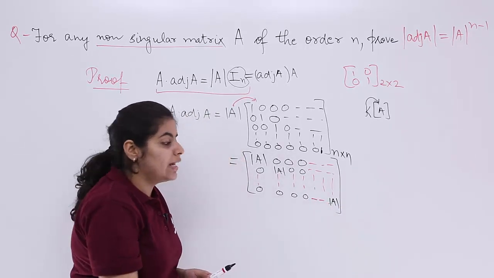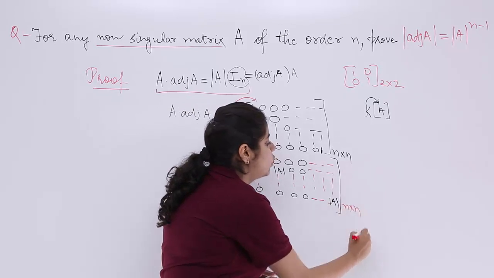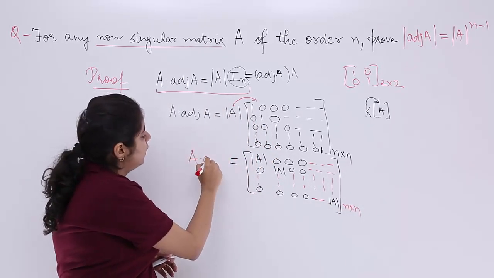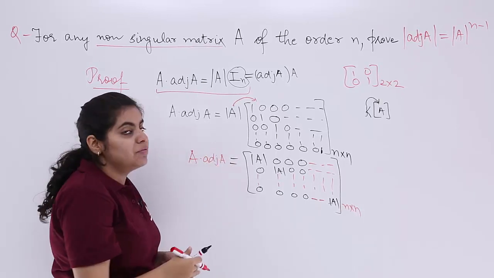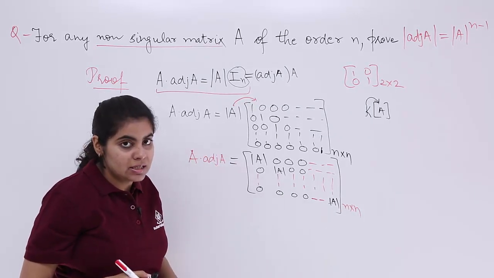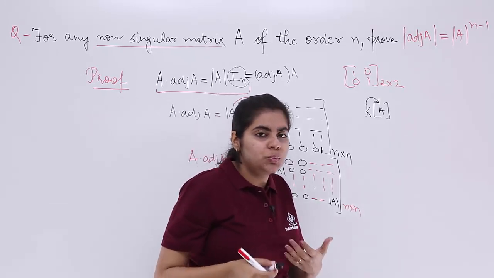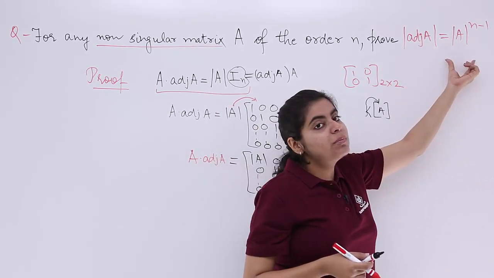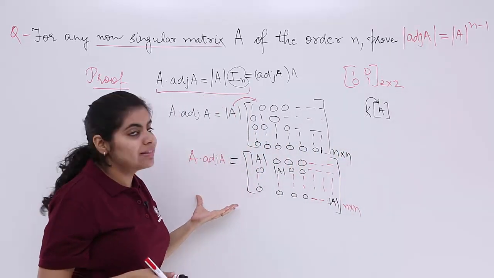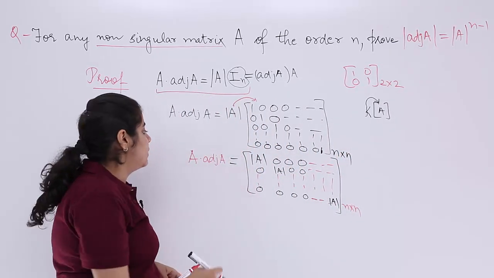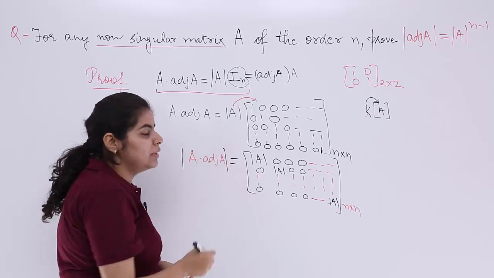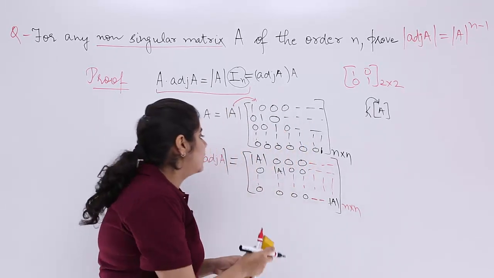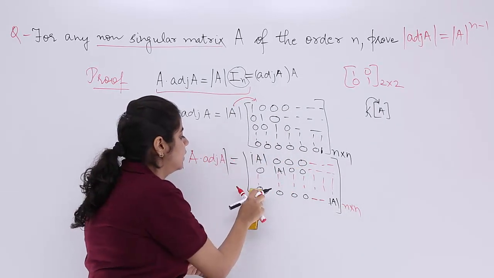Now, this is the case for a n by n ordered matrix. We started with A into adjoint A and we are getting something in the form of matrix. But what do we need to prove? Do we need to prove in the form of matrix? No, but determinants. You see, we have determinants both the sides. So we need to take the determinant. If you take the determinant, what will happen? This will be determinant, here also it has to be determinant. So let's make it a determinant. You take a determinant, it becomes a determinant.